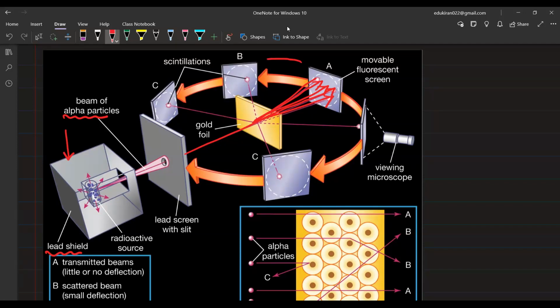Now they saw that we are getting some hits, but the number of hits in the B position is very much less than the number of hits that we were getting in the A position. If you look at the B position, it is still behind the gold foil. Can you see that, yes or no? Not exactly behind, but it is not in front. C comes before the gold foil, right?